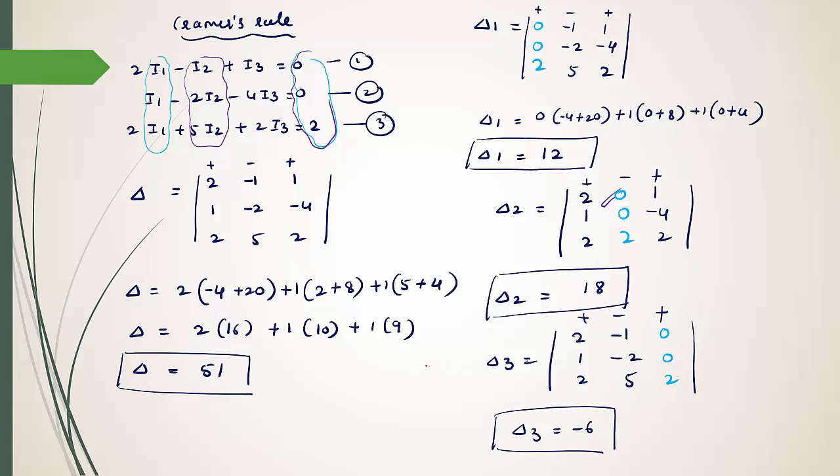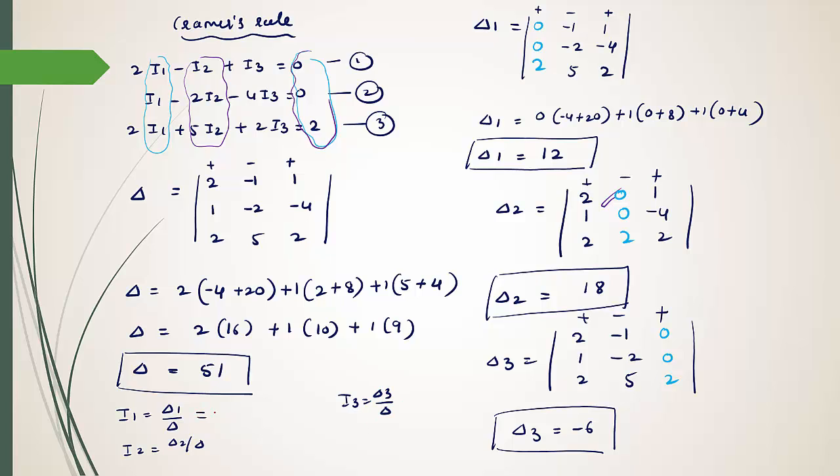Yes, we got the delta 1, delta 2, delta 3 values. We know the delta value also. So here we can use these equations: I1 equal to delta 1 by delta, I2 equal to delta 2 by delta, I3 equal to delta 3 divided by delta.